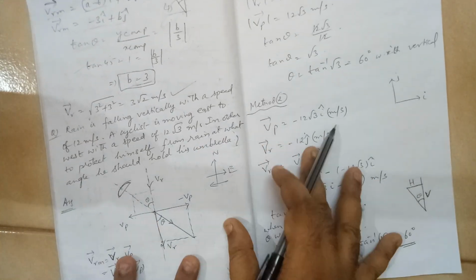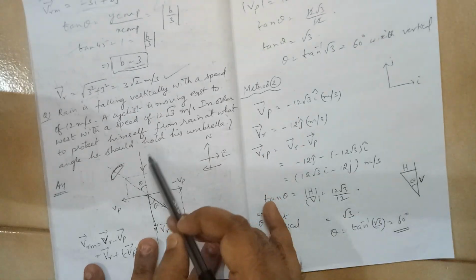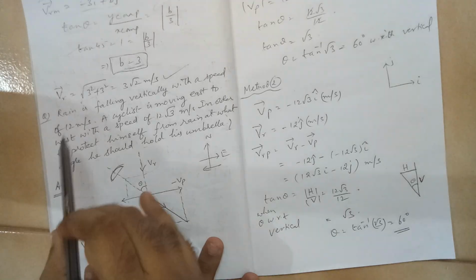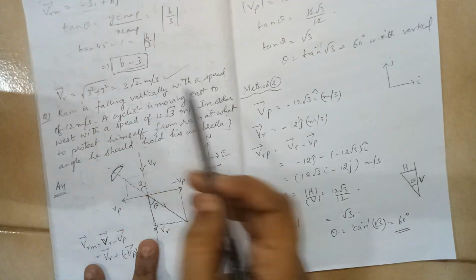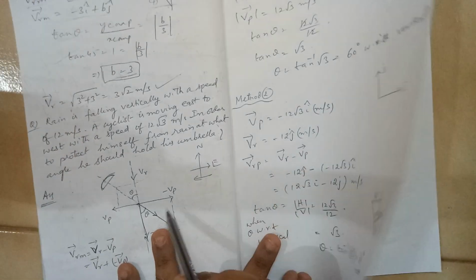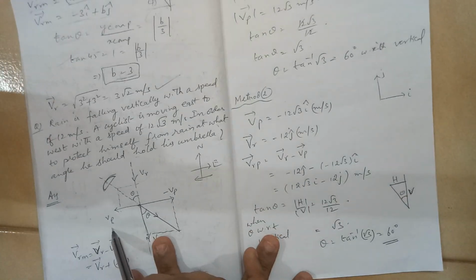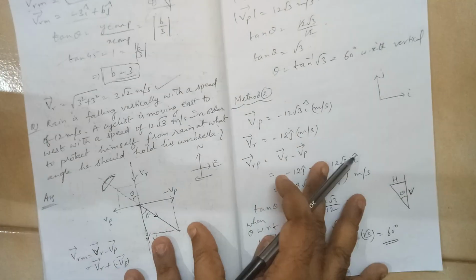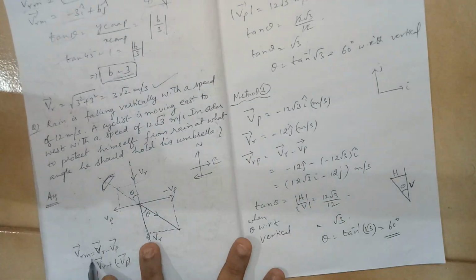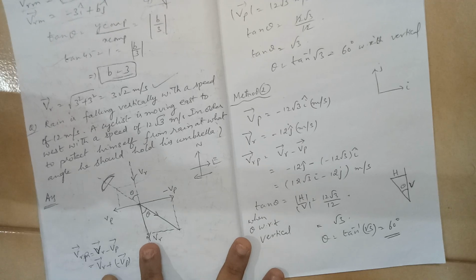Okay, so we need to draw the diagram. VR is given over here. Is it VR or VRL? It is clearly said that rain is falling vertically, so VR is vertically downward. And the person, let us call it VP, is moving towards the west. What are we supposed to calculate? We are supposed to calculate VRM, or VRP.